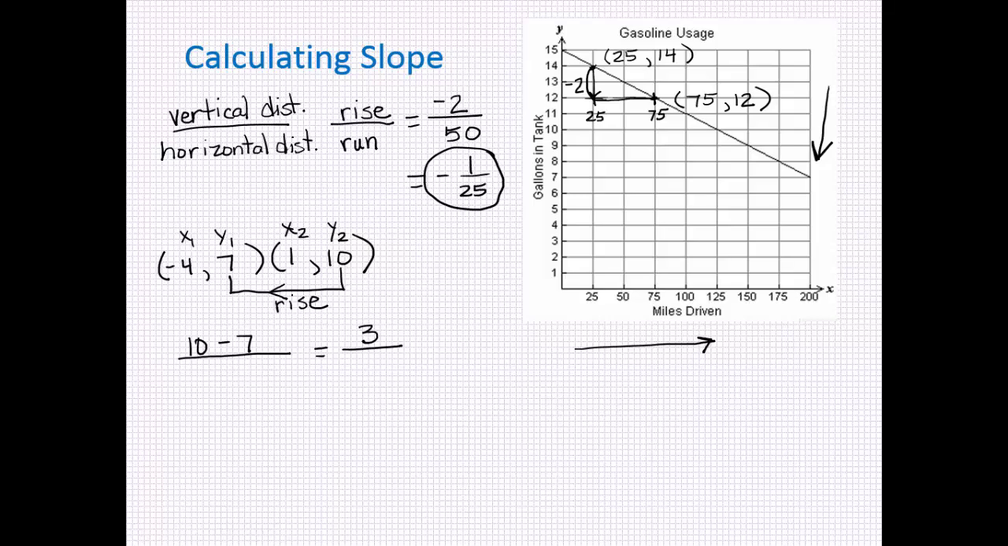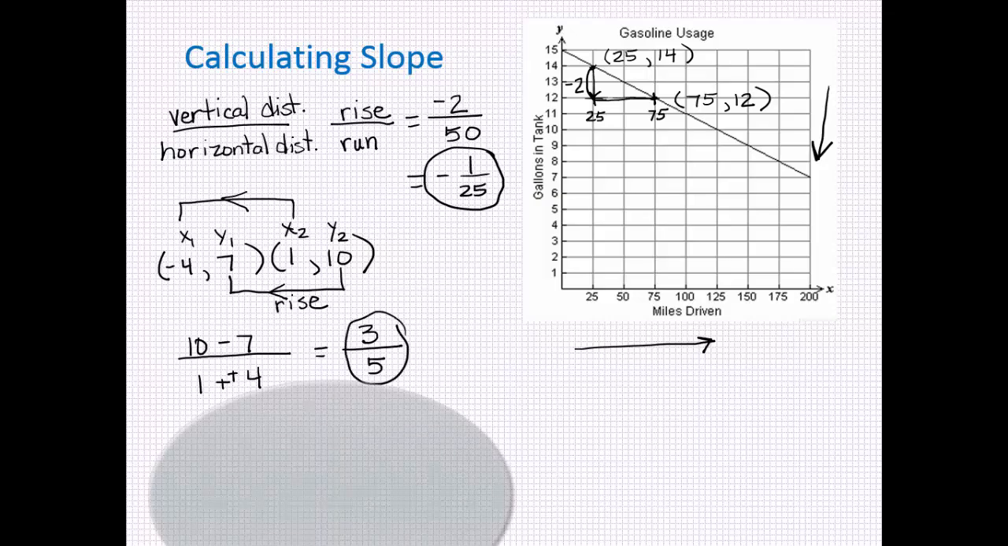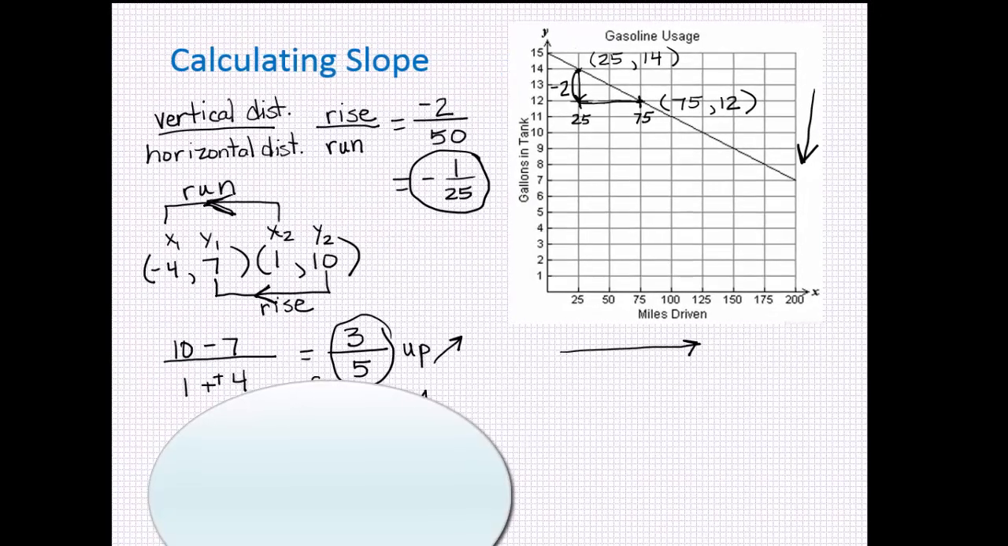For the horizontal distance, I want to know how far apart the x coordinates are. So I subtract them. Remember to subtract in the same direction for both. So that means I have 1 minus -4. Well, subtracting a negative is the same as adding. So that's just 5. And that can't be reduced, so my slope is 3/5. Okay, that should get you started with slope.